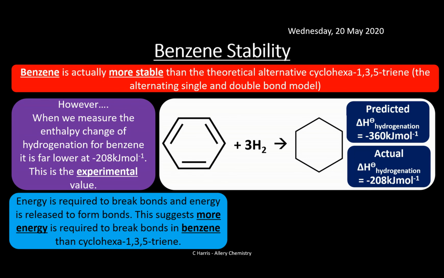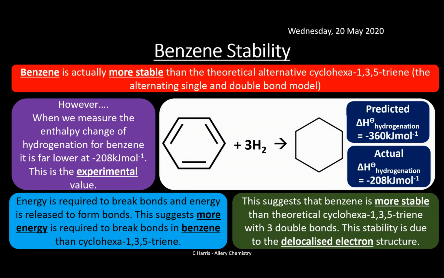What this suggests is that more energy is required to break the bonds in benzene than in cyclohexa-1,3,5-triene, because that enthalpy change, the exothermic part, is less exothermic than the predicted value. So that's telling us that more energy is needed to break those bonds. That lower negative value, minus 208, suggests that more energy is required to break the bonds, and therefore benzene is more stable than the theoretical value. This is because of the delocalized electron structure.